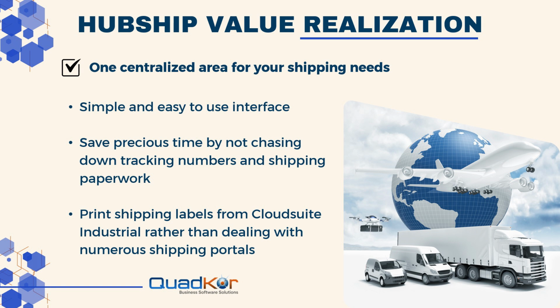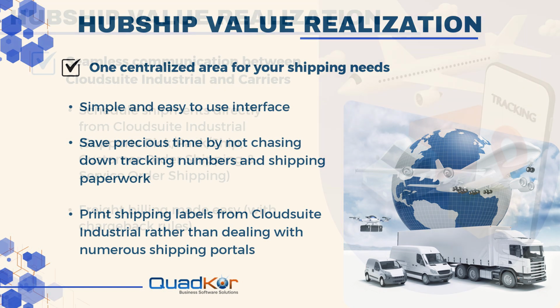It also allows you to save precious time by not tracking things down, such as the tracking number as well as the shipping paperwork. On top of all of that, the shipping labels actually come directly from the carrier portal directly to CloudSuite Industrial as well by utilizing Infor document management.